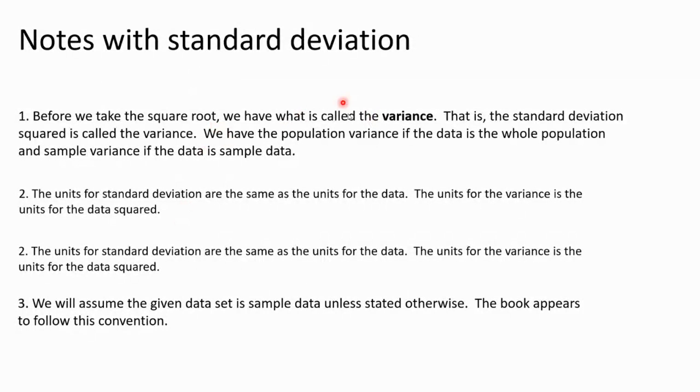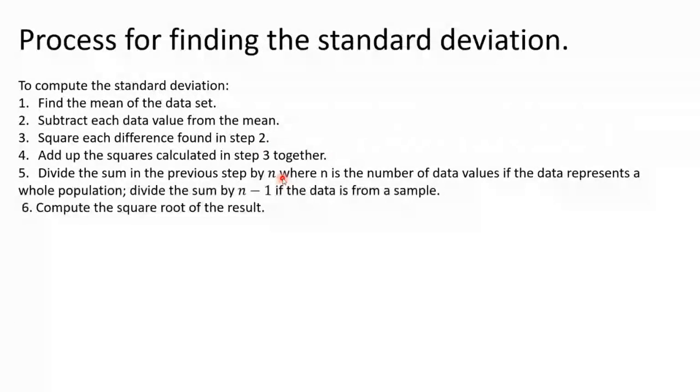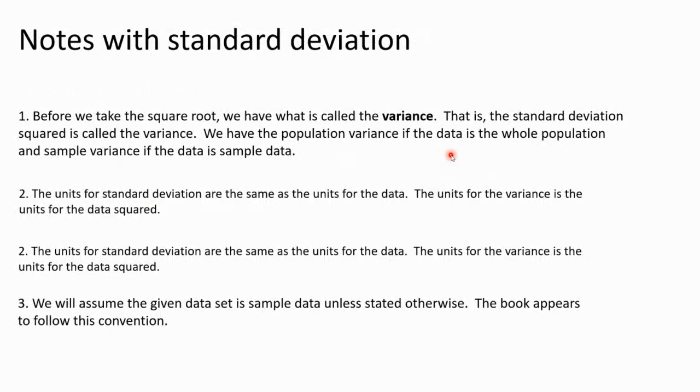Again, the first two are from the previous slide, that's what I deleted. Before you actually take the square root in this process, so basically before you complete step 6 and you've done the first 5 steps, you actually have computed what's called the variance.